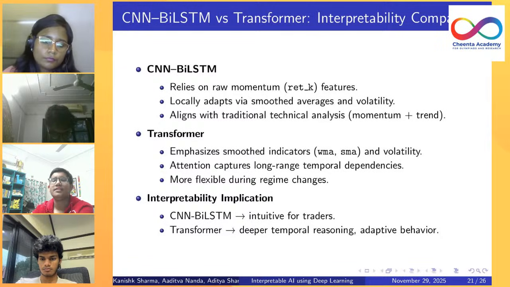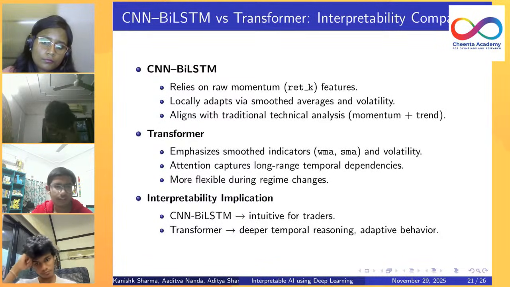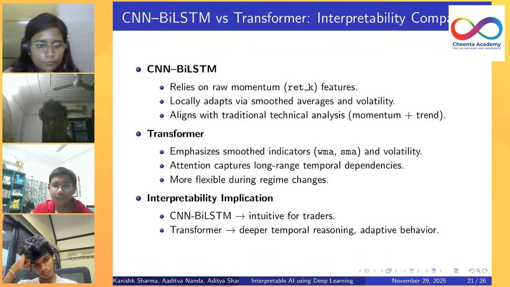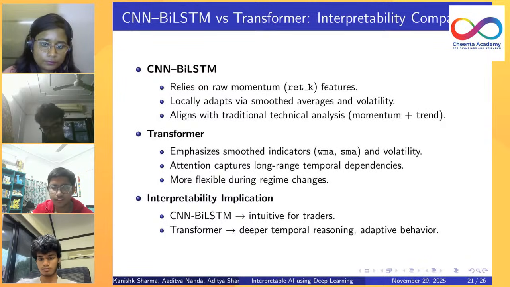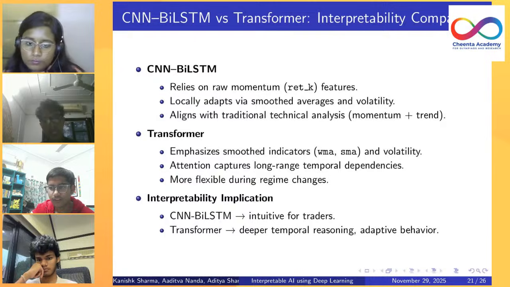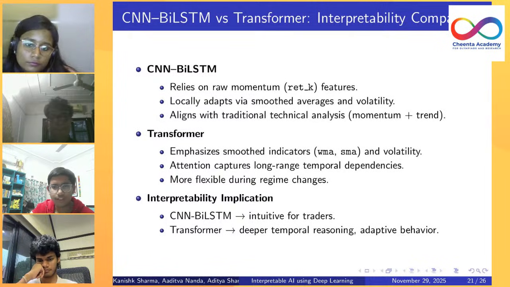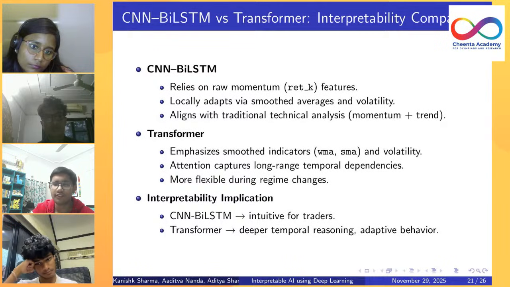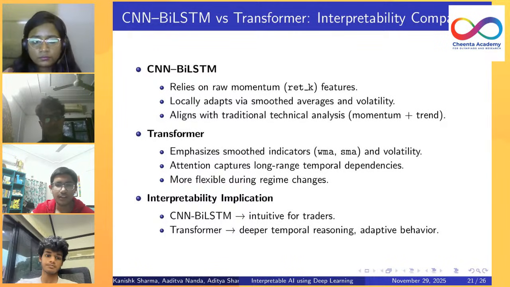So as I had mentioned, the CNN BiLSTM relies more on raw returns, short-term momentum, and basic trend indicators. And the transformer focuses more on smoothened indicators and volatility signals. Also, its attention mechanism gives it a deeper temporal awareness, especially during volatile or shifting regimes. Hence telling us why its F1 score was the highest. Next slide, please.